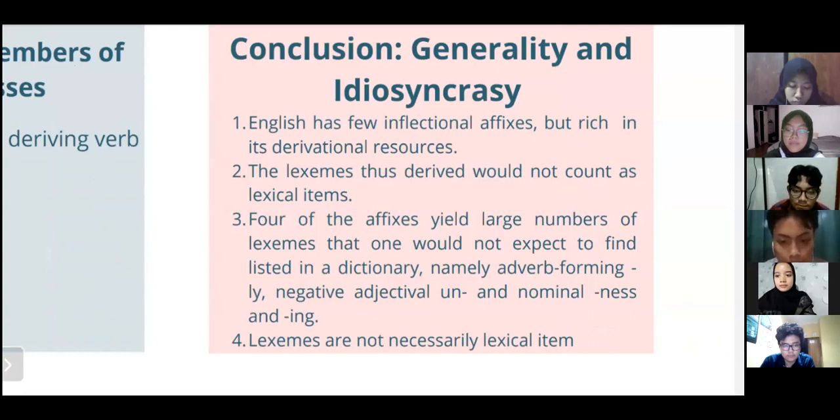And the second one is that lexemes that are derived do not count as lexical items. And the third one is that some of the affixes give large numbers of lexemes that one would not expect to find listed in a dictionary, namely adverb-forming -ly, negative un- with adjectives, and nominalizing -ing. And lastly, lexemes are not necessarily lexical items.